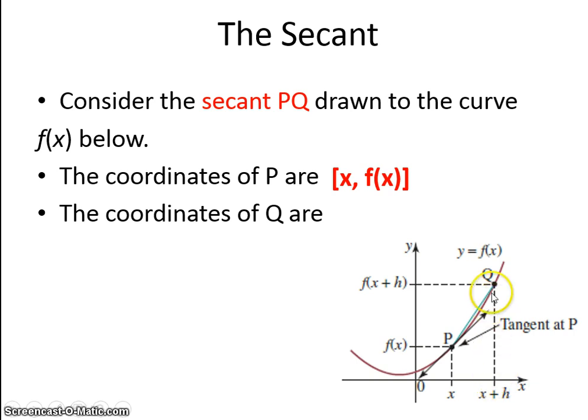Once again, the y coordinate of Q is found by substituting the x coordinate, x plus h, into the function. So the y coordinate becomes f of x plus h. This means that the coordinates of Q are now known as x plus h and f of x plus h.